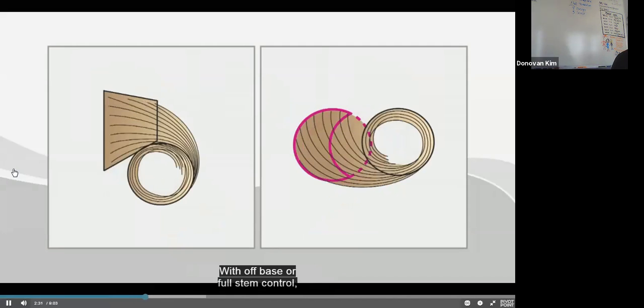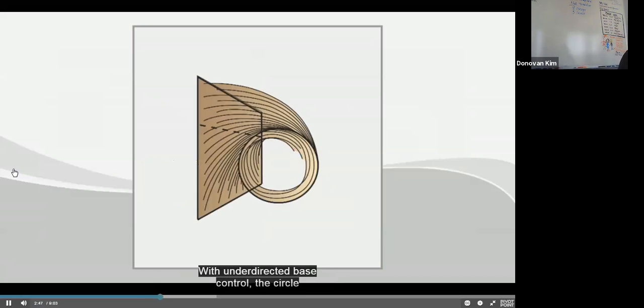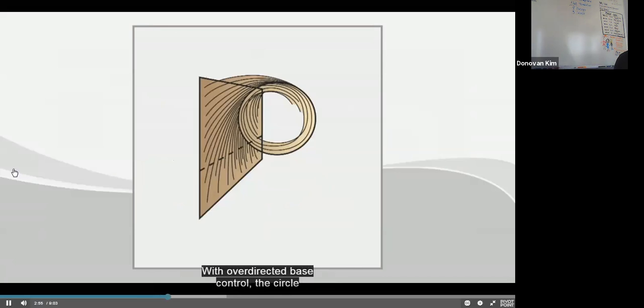With off base or full stem control, the stem and circle are positioned below the base. This base control is used when design closeness and direction is required, usually in the nape area or along the hairline. With underdirected base control, the circle sits on the lower portion of the base. This base control reduces volume. With overdirected base control, the circle sits in the upper portion of the base. This base control creates exaggerated direction.